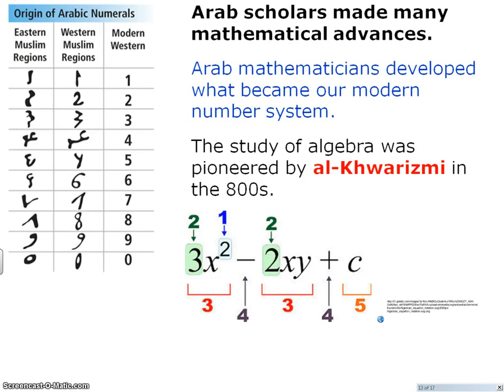Okay, Arabic numeral system. We use this today. You can see the transition from Eastern Muslim regions like India to the Western regions in Africa, and then the modern Western script next to it. They made a lot of advances. Okay, algebra was invented by the Arabs, or at least perfected by the Arabs. Pioneered by a man named Al-Khwarizmi, and takes its name from another scholar named Al-Jibril, translated to algebra.